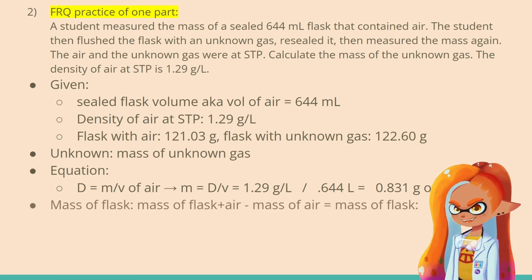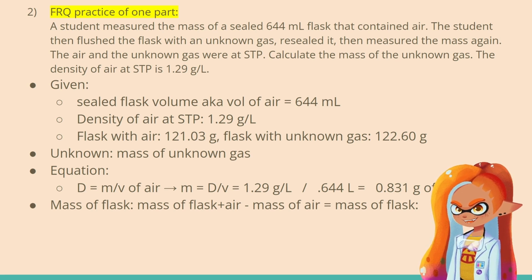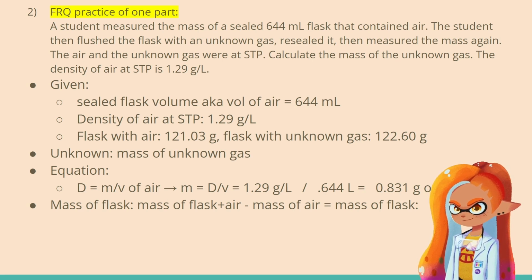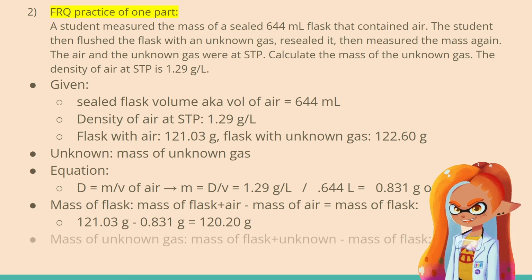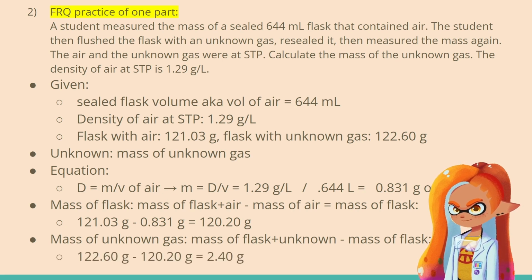Then I can take the mass of the flask by itself, because now I have the mass of the air we just calculated. I could just get the flask by taking the mass of the flask with the air and subtracting the air in it, and then you get that mass. Here's the math for that real quick. And then for the mass of the unknown, I now know the flask's mass, so I could just get the unknown gas's mass by subtracting that. I do that subtraction, and then I get the mass of the unknown gas.